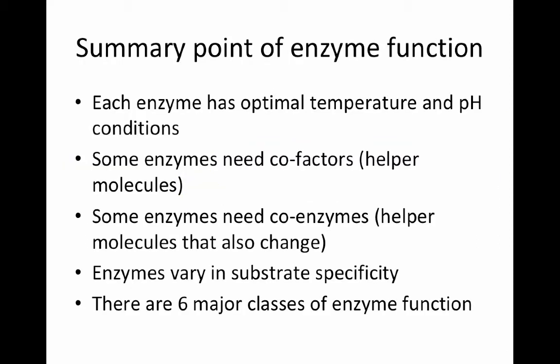And so those are the 6 enzyme classes, and just a little bit of a summary of protein function. Each enzyme has an optimal temperature and pH conditions. Some enzymes need cofactors, which are helper molecules. Some enzymes need coenzymes, which are helper molecules that also change themselves. Enzymes vary in their substrate specificity, and so we showed examples of very specific enzymes, but some are more specific than others. And also that there are these 6 major classes of enzyme functions.